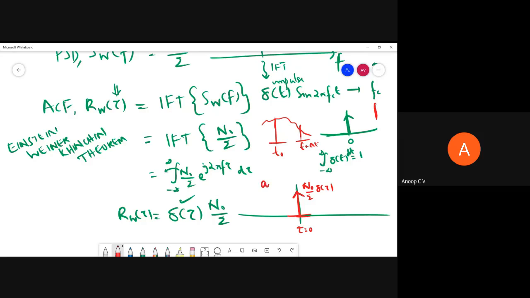So when you say autocorrelation is an impulse function, it means the perfect or the ultimate randomness. A white noise is an ultimate random signal.